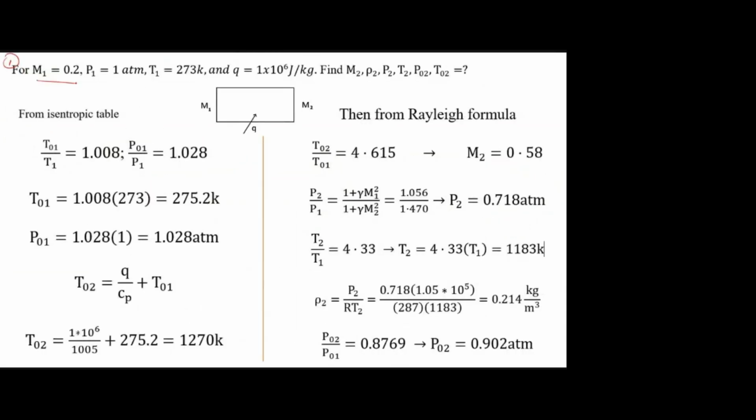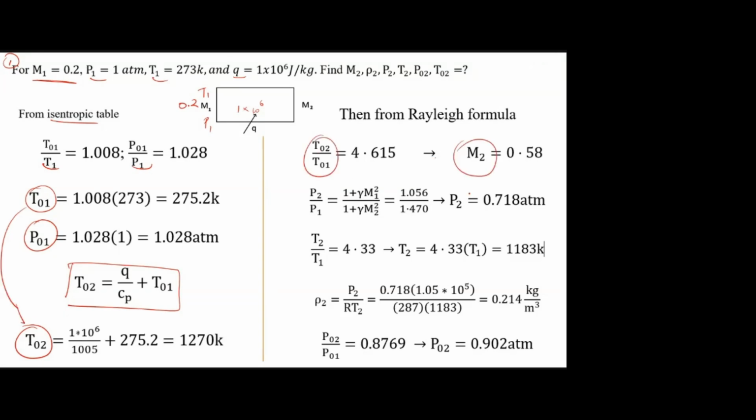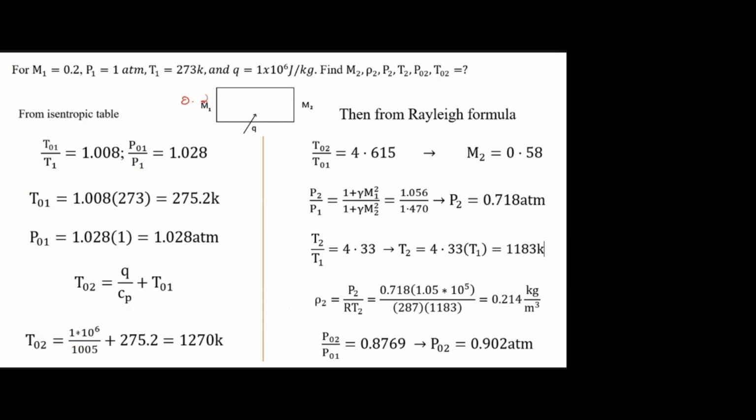In the first problem, they have taken the Mach number 0.2. They have given pressure, temperature, and even the Q value, 1 into 10 power 6 joule per kilogram. They solved it using the procedure we just discussed. First the isentropic table for T naught 1 and P naught 1. Then Q is equal to Cp (T naught 2 minus T naught 1), and from that the T naught 2 value. Once you know these two values, find the ratio, and from that M2. Once you know M1 and M2, you can find all other ratios. That's how they have solved it here.